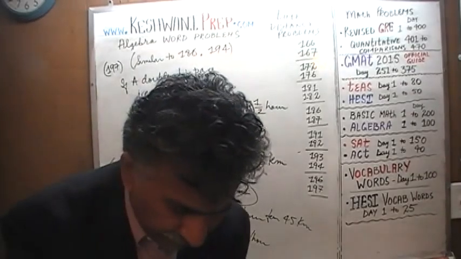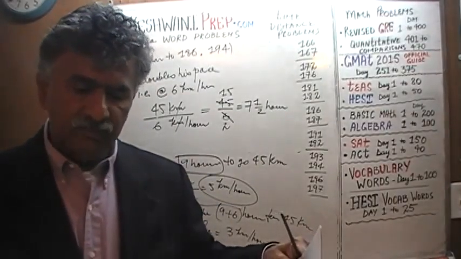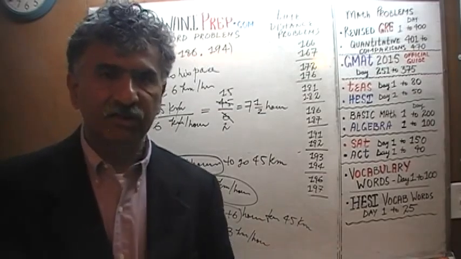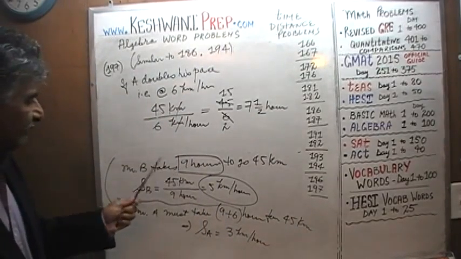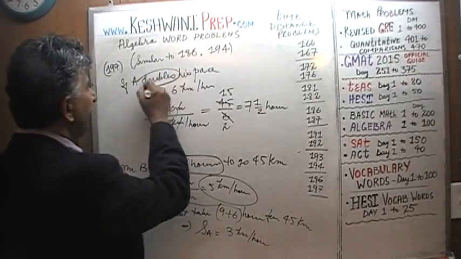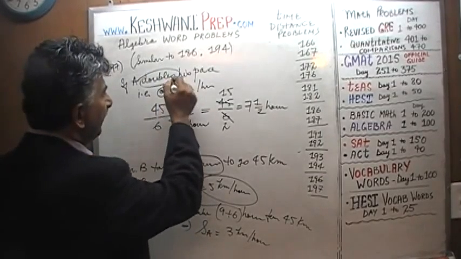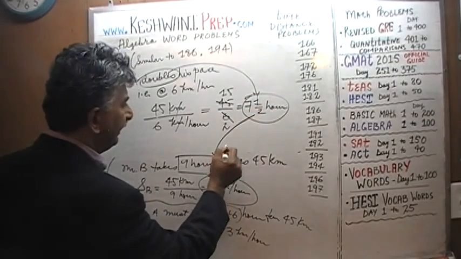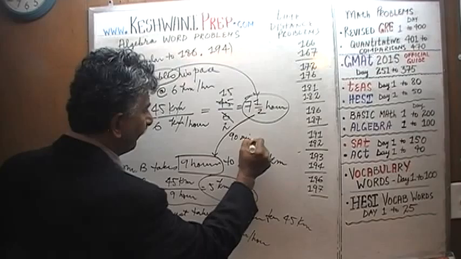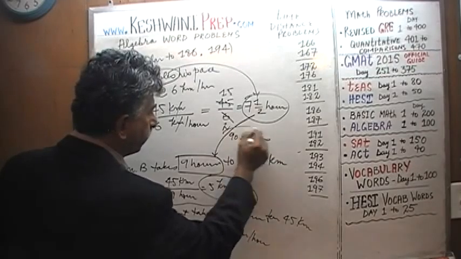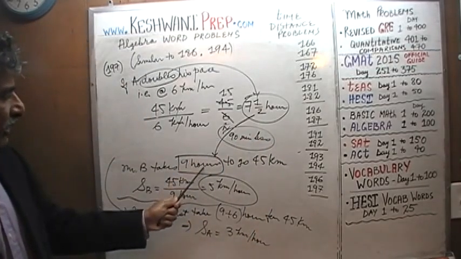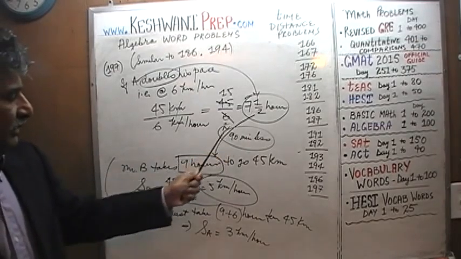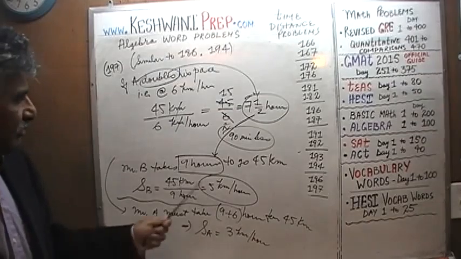One more time. The problem tells us that if A doubles his pace, he must take 90 minutes less than B does. B takes 9 hours. If A doubles his pace, he can finish the journey in 7.5 hours. 7.5 hours is exactly 90 minutes less. 7.5 hours is 1.5 less than the amount of time B takes, which is of course 90 minutes less.